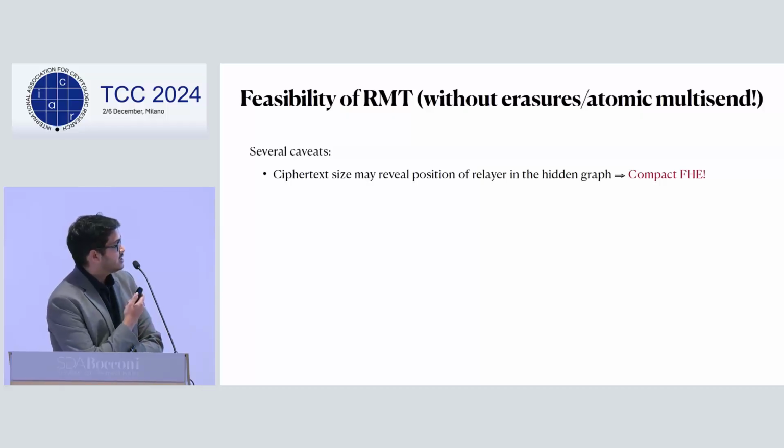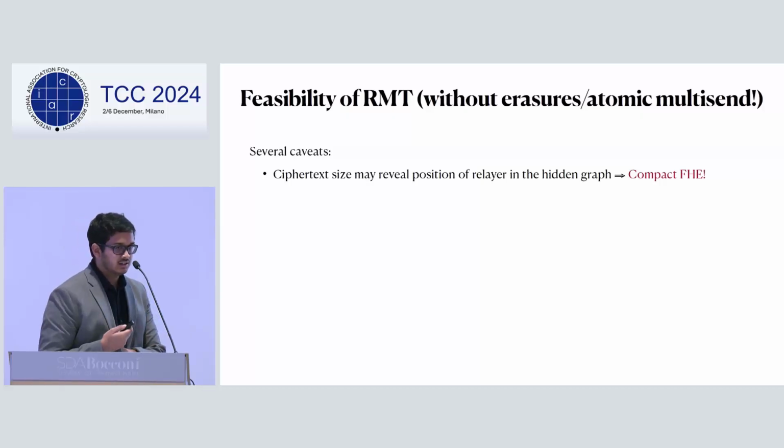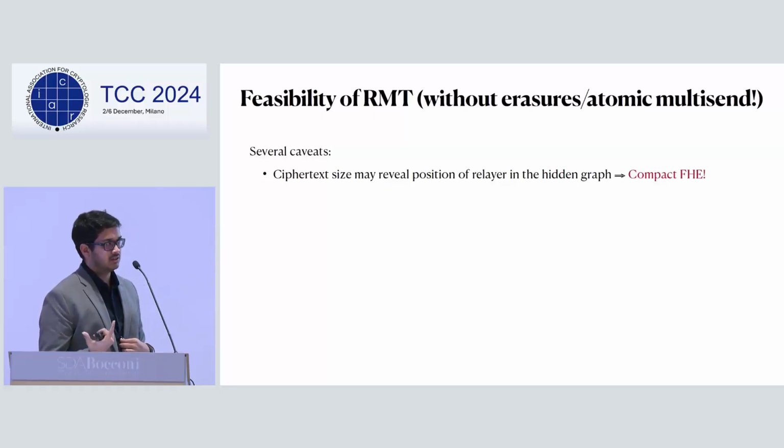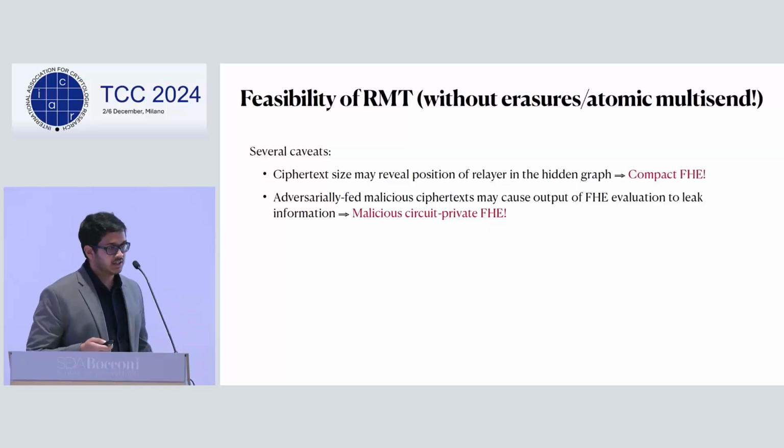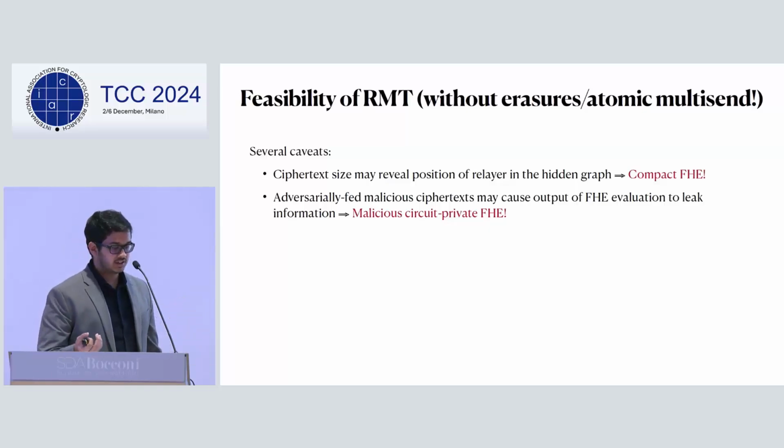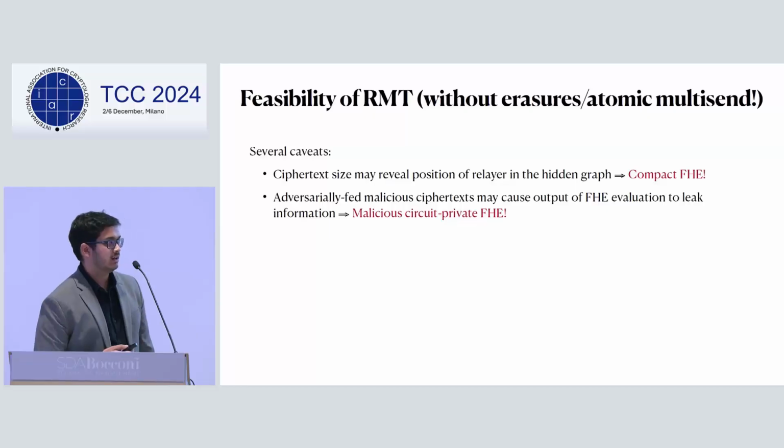Firstly, the ciphertext size may reveal the position of the relayer in the hidden graph. So what we do is we adjust the size of the decoy messages according to the size of the ciphertext as it grows. And we cannot have the ciphertext grow too much, so we need compact fully homomorphic encryption for efficiency reasons.